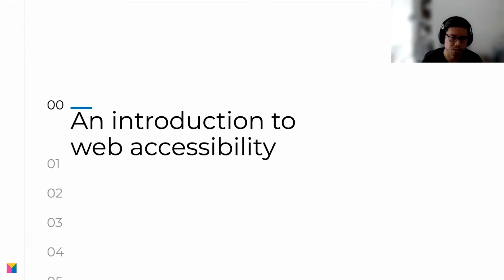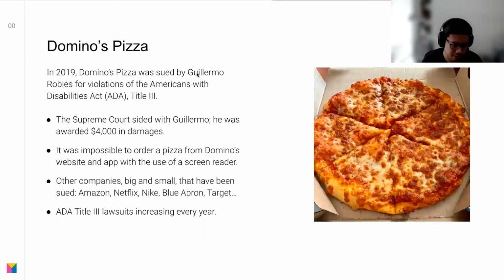So what is web accessibility? I want to start off with a real world example and talk about Domino's Pizza. Back in 2019, pretty recently, Domino's Pizza was sued by Guillermo Robles for violations of the ADA Title III, which is the Americans with Disabilities Act. The court sided with Guillermo, and he was awarded $4,000 in damages. The crux of his lawsuit was that he couldn't order a pizza from Domino's with the use of a screen reader. He was on their website as well as their mobile app, and he was not able to. That was the entire case.